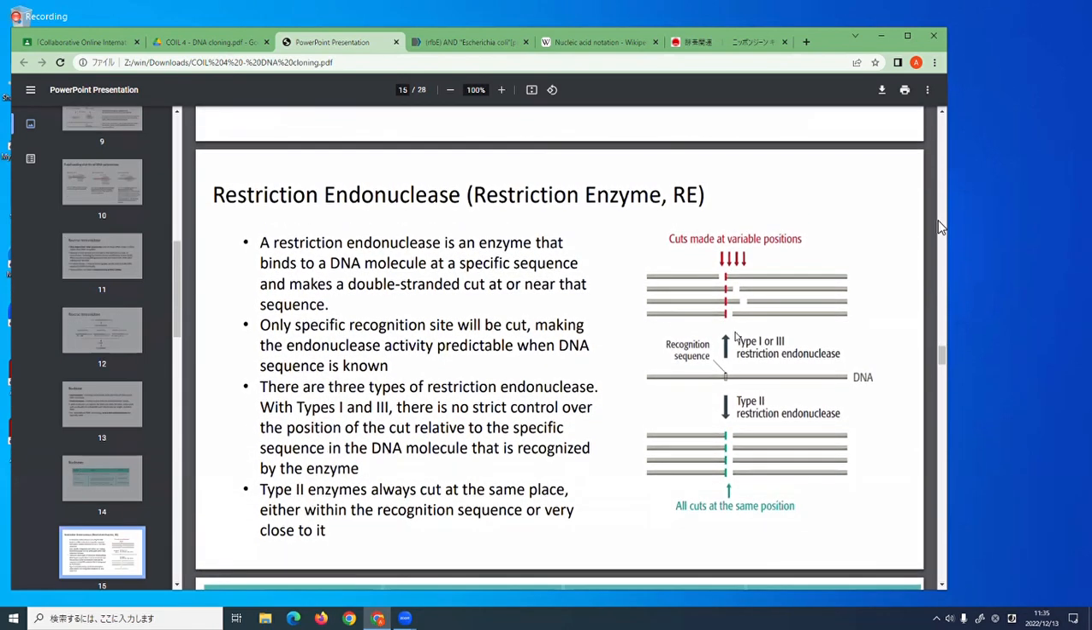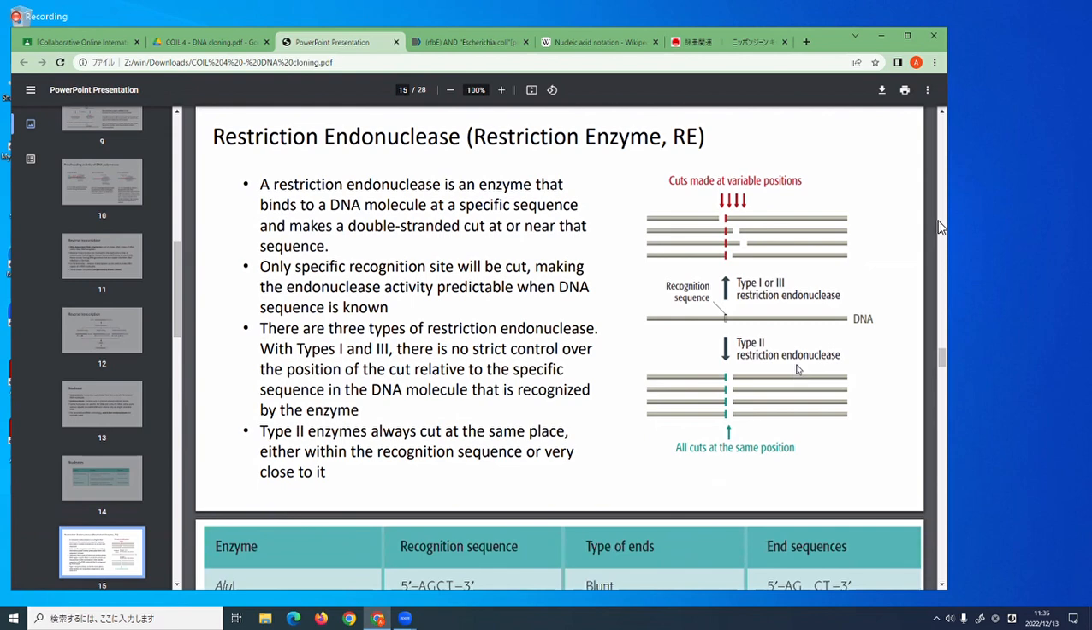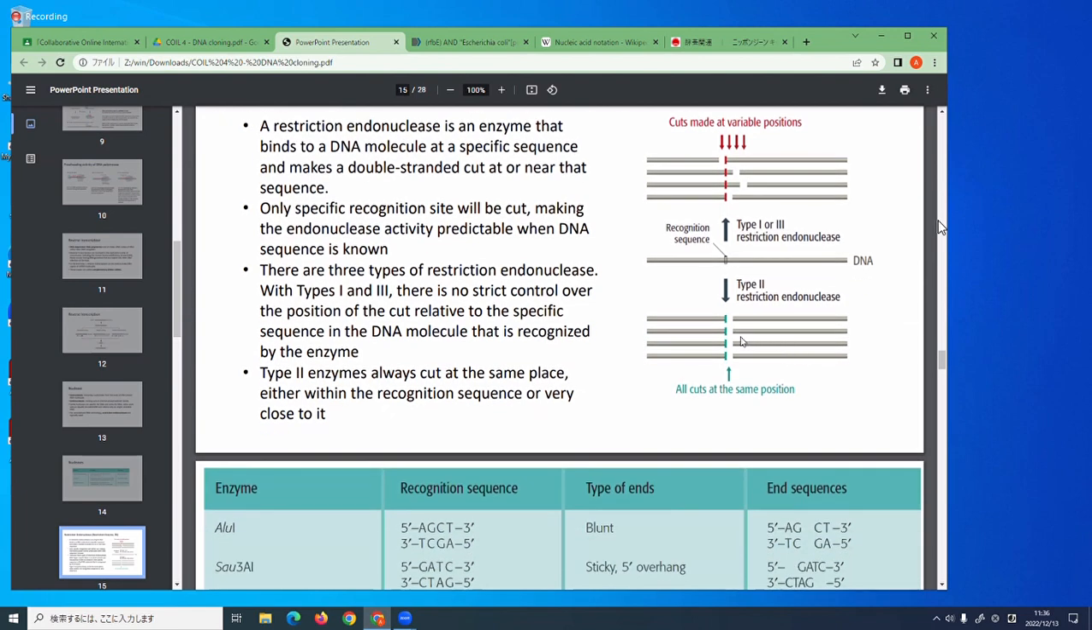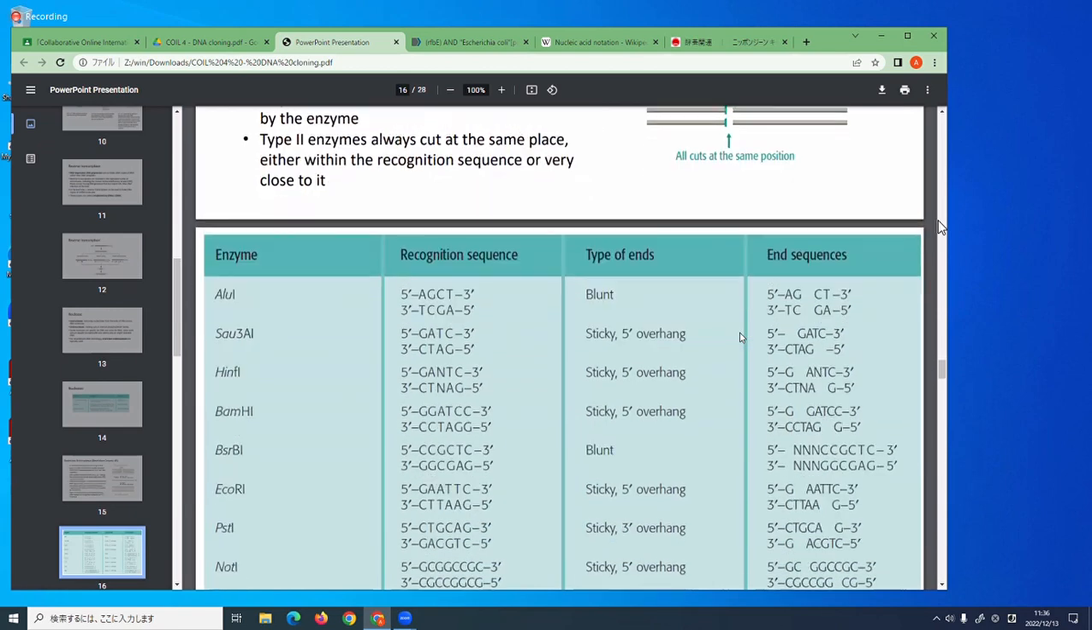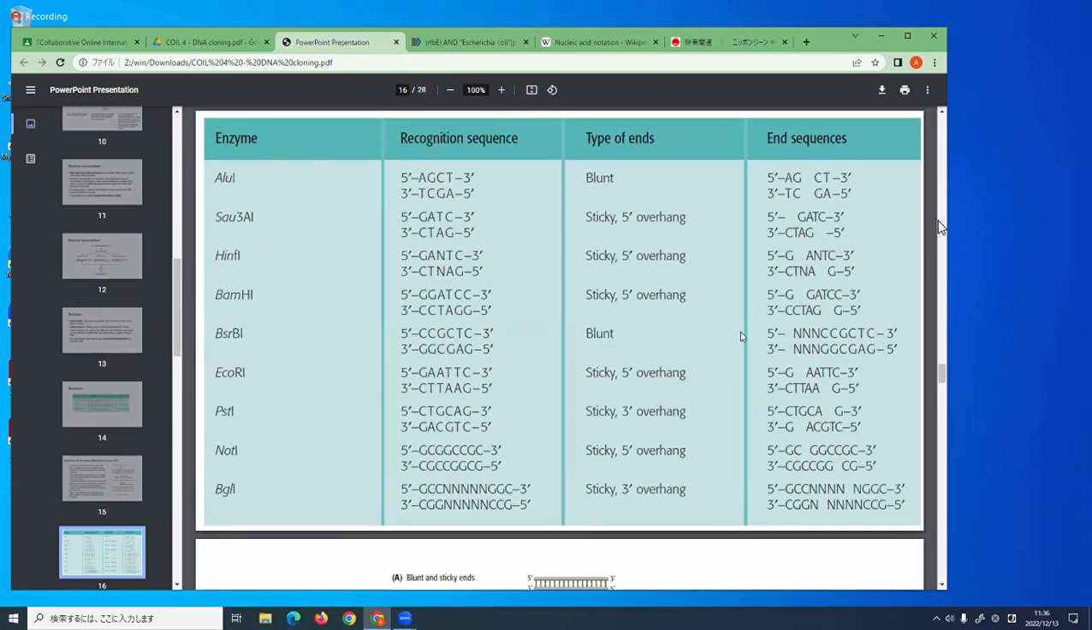So for the type of RE that we're using, there's type 1, type 2, or type 3. There are 3 different types, but I think it's not necessary for you to know the difference of these 3 types. Basically, there are 2 types of ends that it will produce. First of all, the blunt end type, and then the sticky end type, right? So different enzymes will cut differently depending on the recognition sequence.